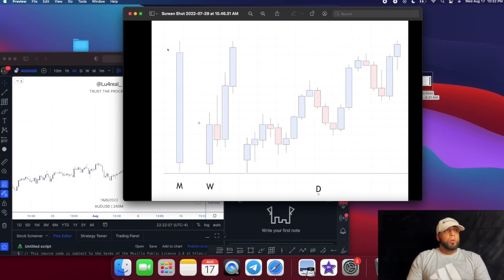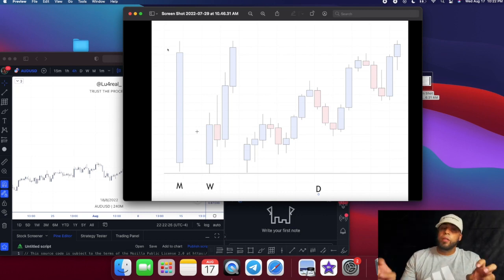So you can use monthly candles with daily structure, weekly candles with 4 hour structure, or daily candles with 1 hour structure, right? And you could play around with that, right? And then, let's say, for example, I'm using weekly candles with 4 hour structure. Then I'll use 4 hour, 1 hour, M15 and play around there for entries and stuff like that.